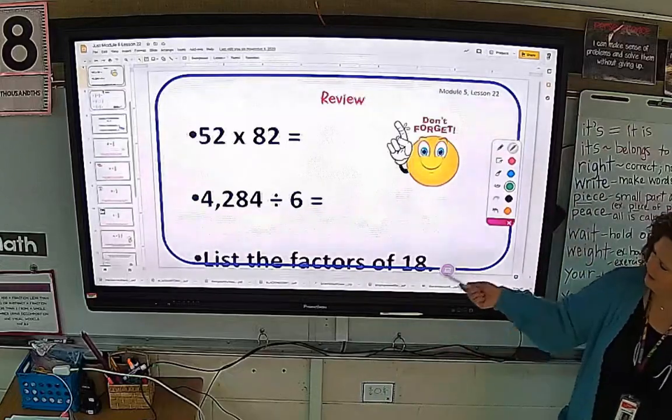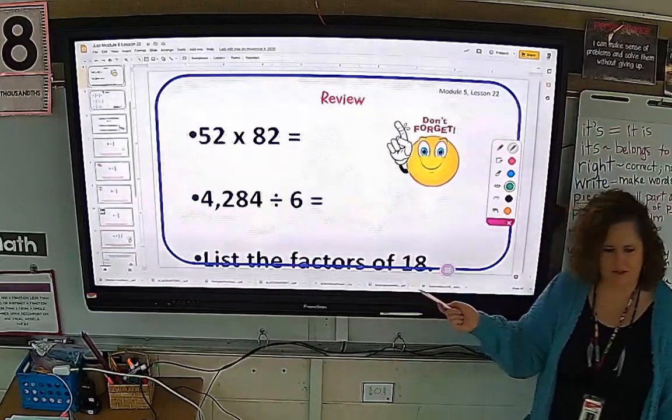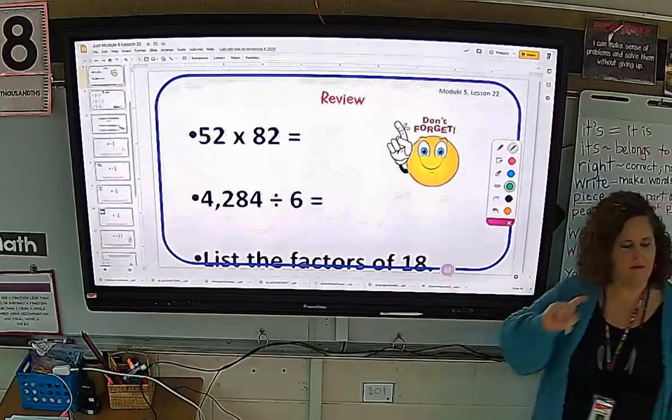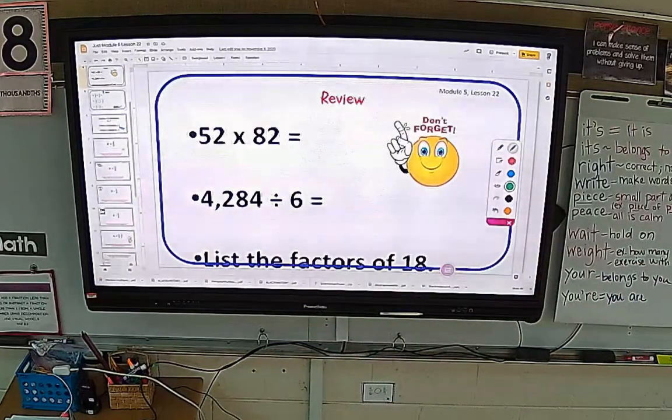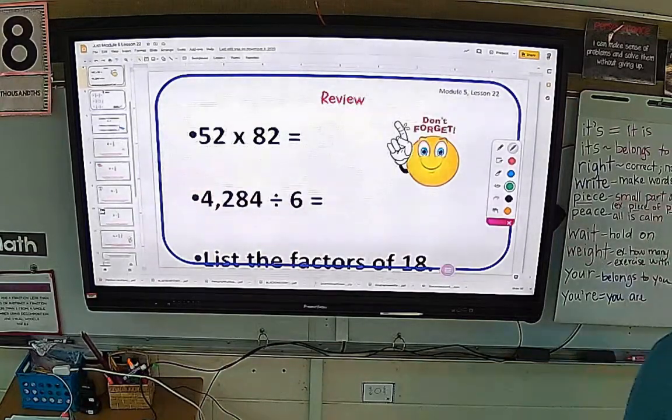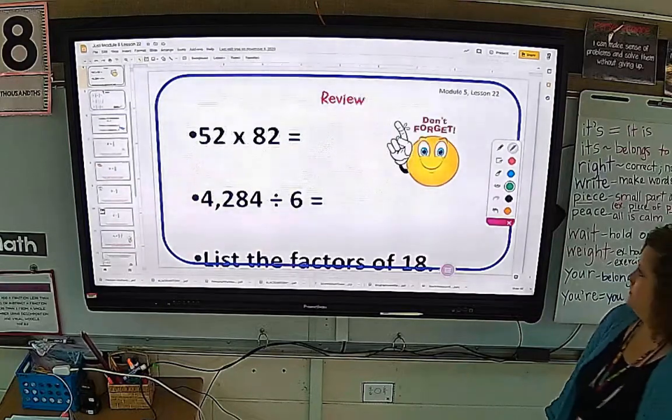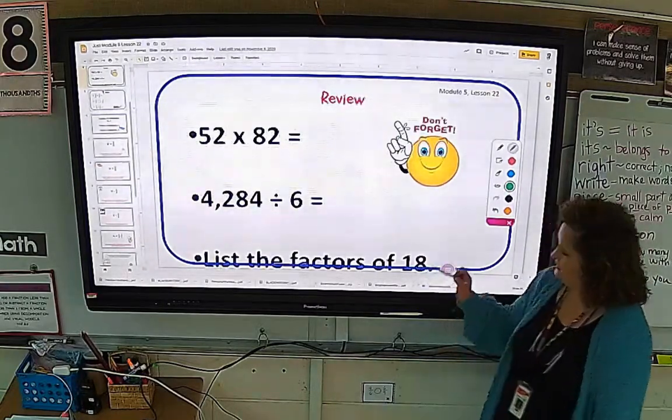All right, this guy is kind of hard to see, but let's put the factors of 18. Factors and multiples are one of those things that we don't spend forever on, so we tend to forget it. The factors, or it could say the factor pairs of 18. That might help you remember what factors are if we called them factor pairs. Okay, of 18.